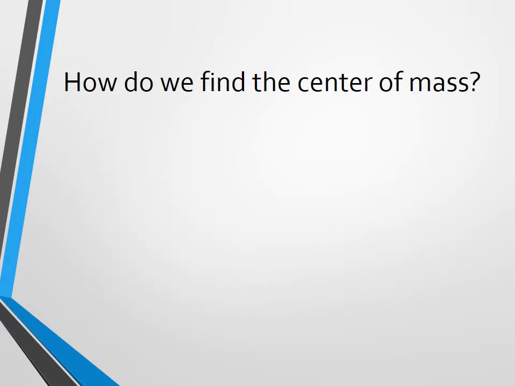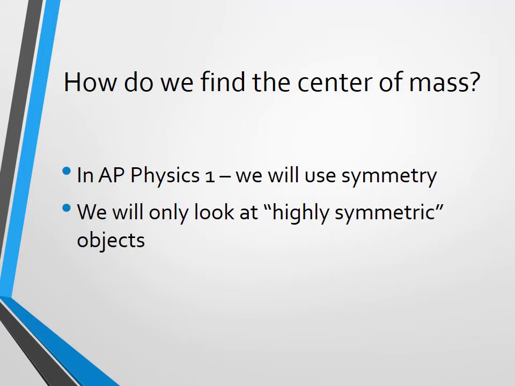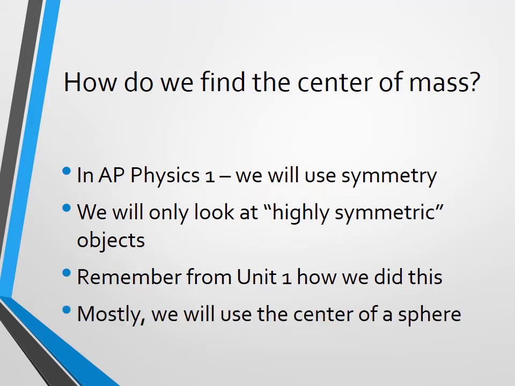So how do we find the center of mass? Well, in AP Physics 1, we're just going to use symmetry, because we're only going to look at highly symmetric objects, things like spheres, cylinders, rods. You can remember from Unit 1 how we did this. You can always go back and review those lessons. But mostly when we're talking gravitational pull, we're going to use the center of a sphere, because very frequently we're talking about planets or the moon or something that's spherically shaped. Otherwise, we're just going to pick a point, or we'll just define the distance without necessarily calculating the center.